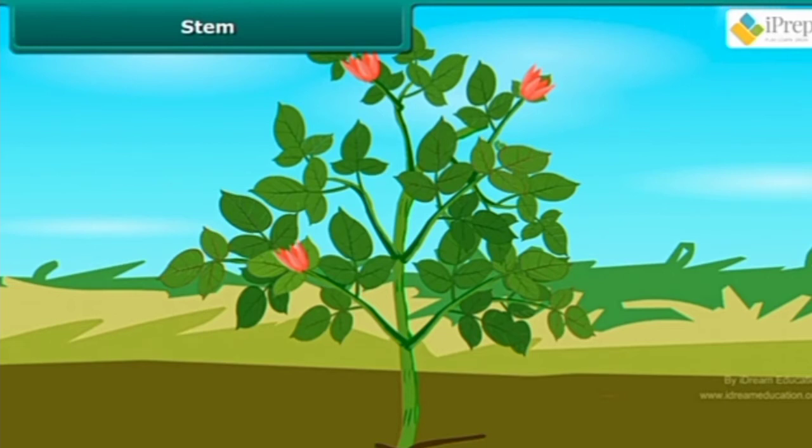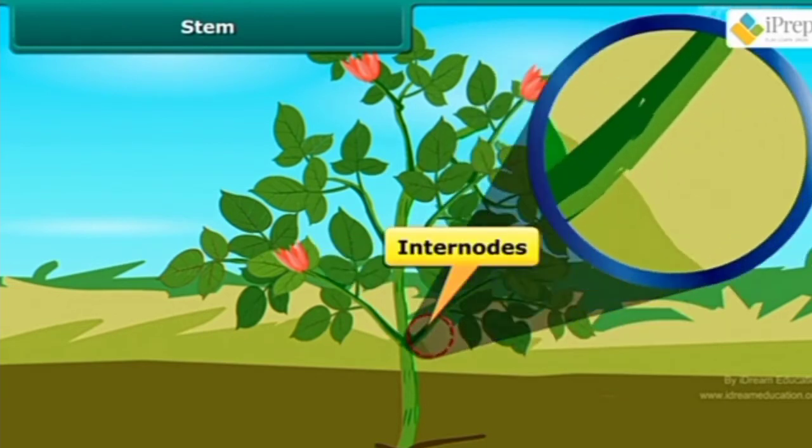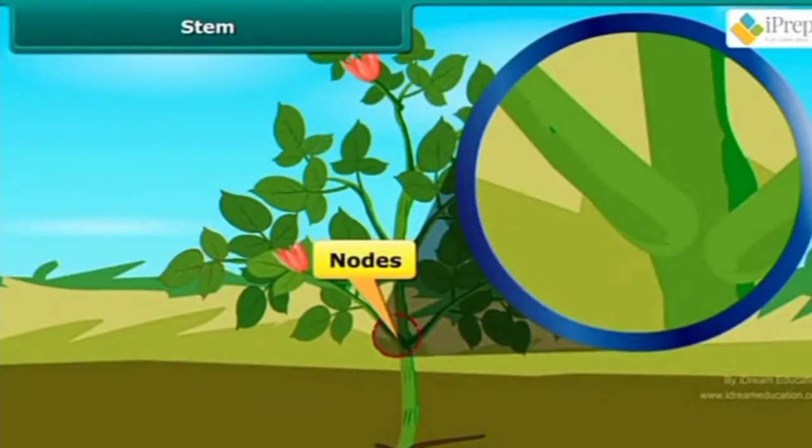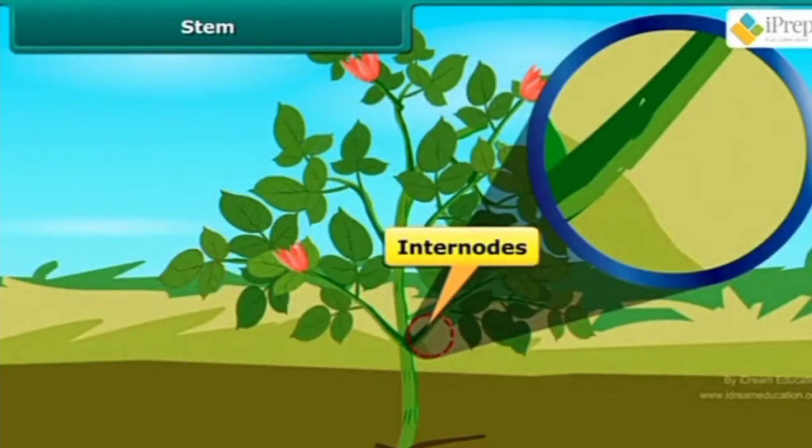The stem is divided into nodes and internodes. Nodes are the swollen portion of the plant that holds buds which grow into leaves, flowers, etc. Internodes, on the other hand, are the stretches between two nodes.